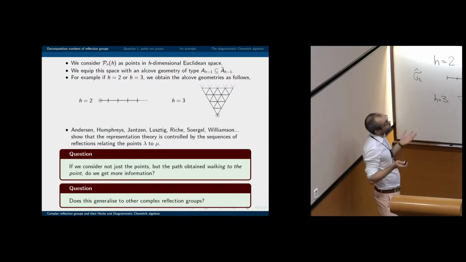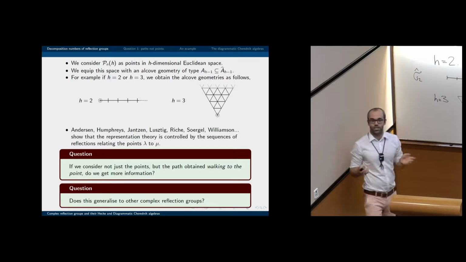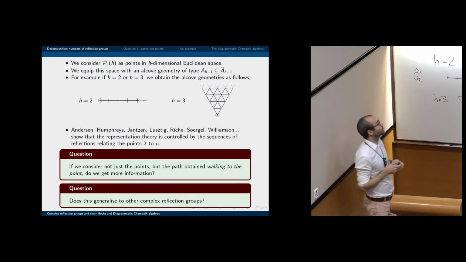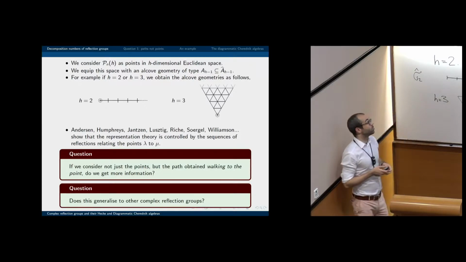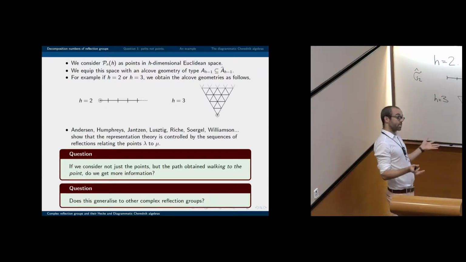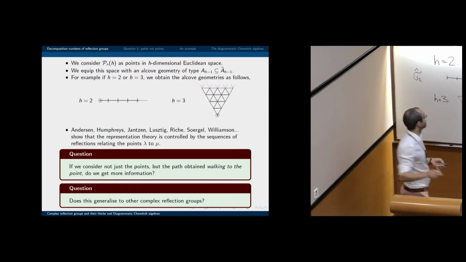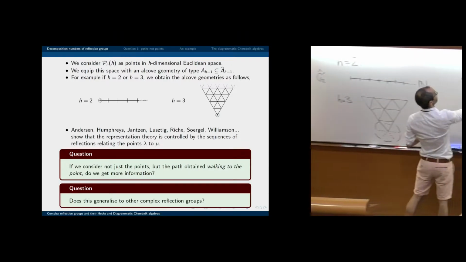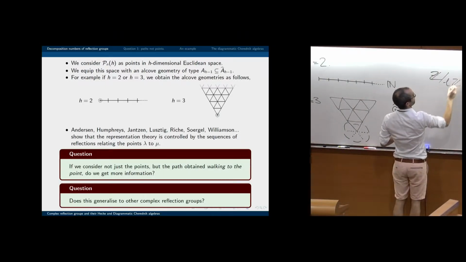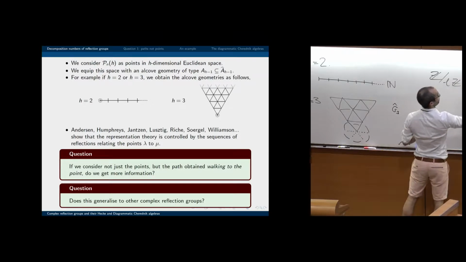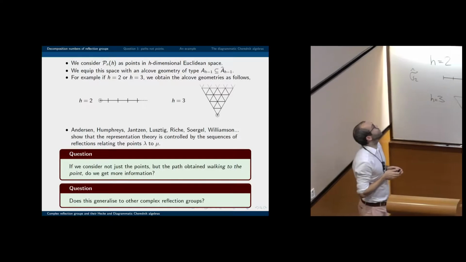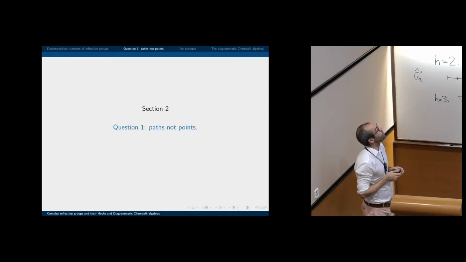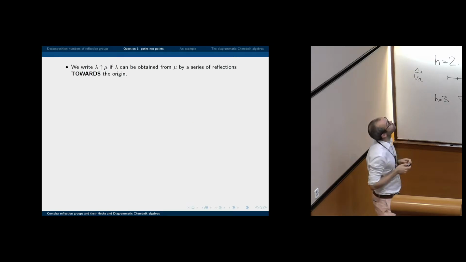And then the other part of the talk, so I guess these are the two titles of my talk summarized in two nice boxes. What can we do for other complex reflection groups? So is this something that only works for SN, or does it also work for other complex reflection groups? So Ariki-Koike algebras, things of the form like that. Okay, so those are the two parts of my talk, and hence the two titles. So part one, paths, not points.